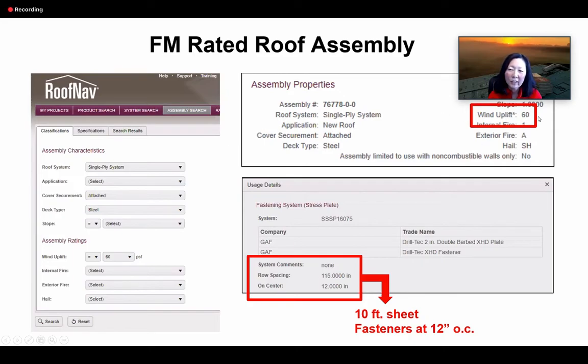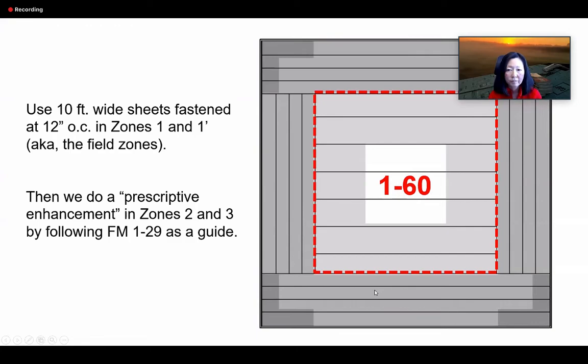As you can see, if you click on it, here's a wind uplift of 1-60. And if you click on the securement, you'll see the row spacing and the fastener spacing. Here is basically what you're going to see for a 10-foot sheet, and the fasteners are 12 inches on center for a 1-60. Because this 100-foot by 100-foot roof is so small, I'm going to ignore 1 prime. It's this dinky little thing. So let's just say we're going to install that 1-60 pattern, with fasteners spaced at 12 inches on center in zones 1 and 1 prime.